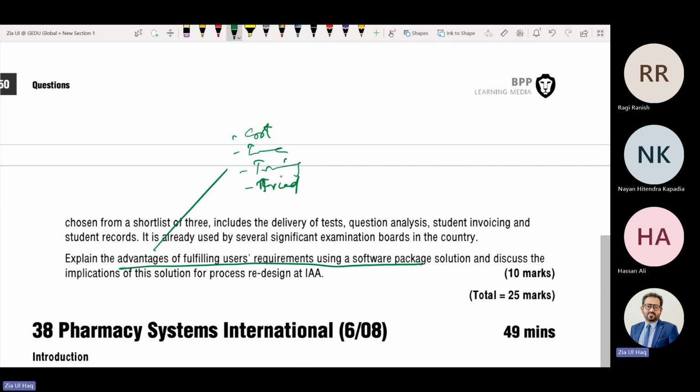Tried and tested. Because with bespoke, initially there are some chances of bugs, some chances of errors that require some time to highlight and resolve. But if the software is already developed, it is tried and tested, meaning its bugs and errors have already been highlighted and removed. So there will be fewer chances of errors.